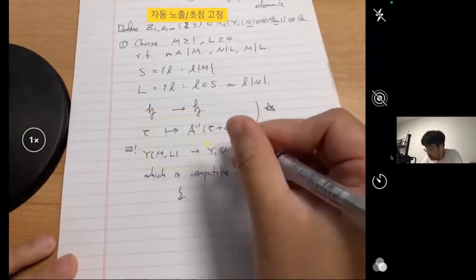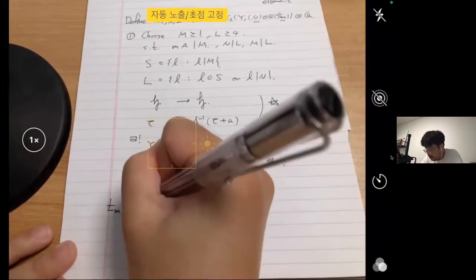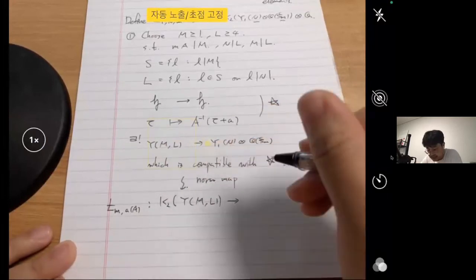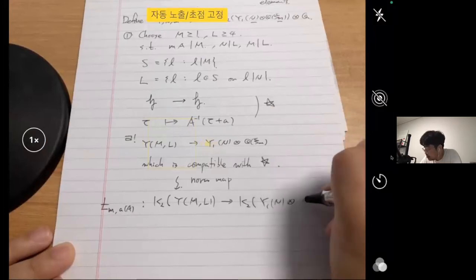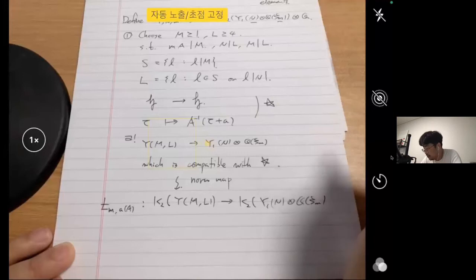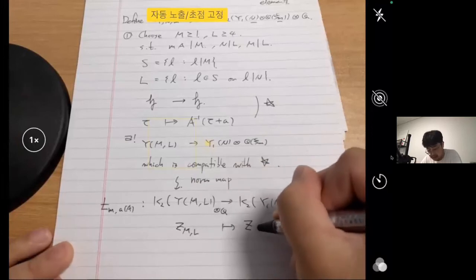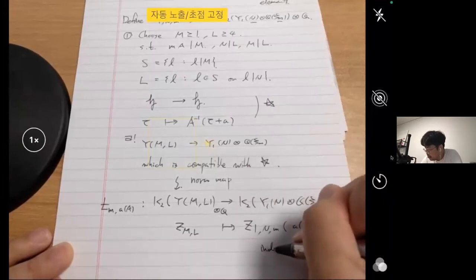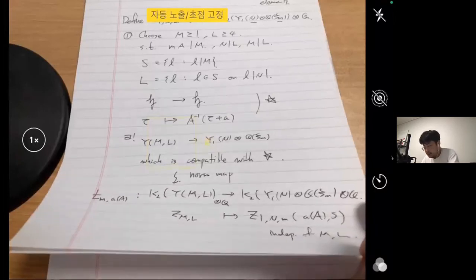And considering the corresponding norm map, the so-called T_M,A, K2(Y_ML) maps to K2 of Y_1N tensor Q(zeta_M). But I forgot, everything I need to tensor Q because I didn't put c and d. So Z_ML maps to the element we want. And also this is independent of the choice of ML. Yeah, this is the first one.